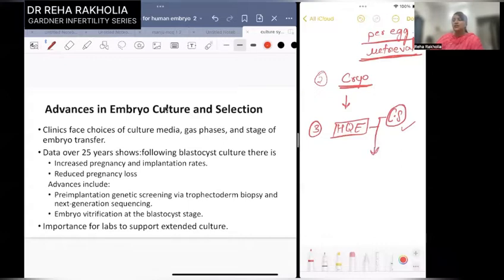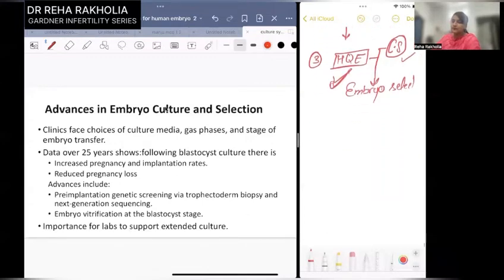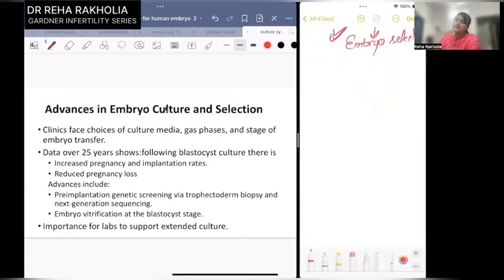Second is because we have a better embryo selection method. Because of the better embryo selection method, we are able to see the high quality embryo. Okay. And advances in culture system. What are the advances in culture system?